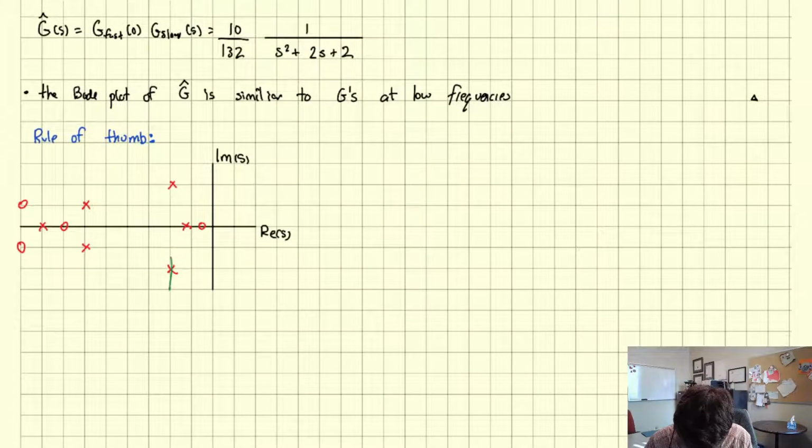Let's say that this line in the sand crosses the real line at some value. Let's call it negative sigma. So negative sigma is where it crosses the real line. We're going to say that we can neglect fast poles and zeros if they're 5 times further away from the imaginary axis. So in this picture, what we want to say is that the line in the sand over there is negative 5 sigma.